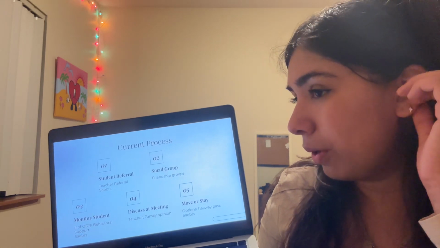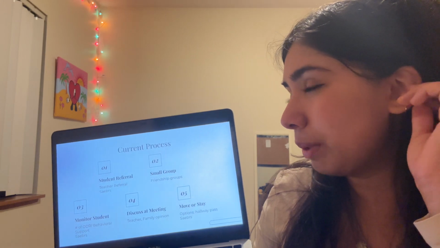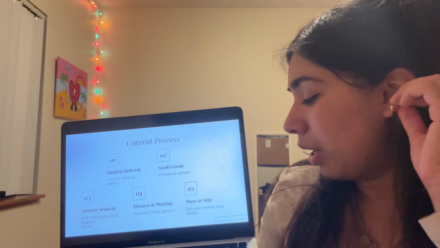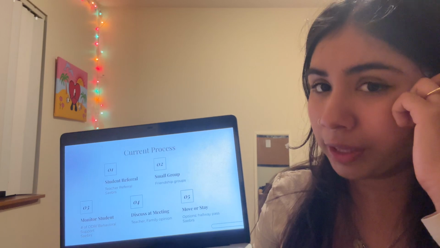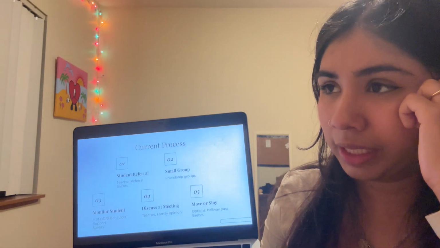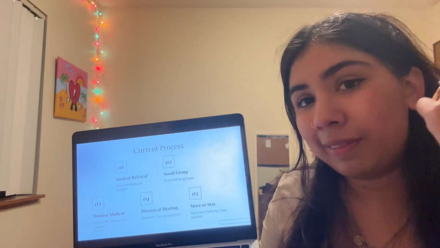Yes, there are also options that if they're not working with the friendship group, they could have a hallway pass and just take a break with the behavioral support person, just take a break outside of the classroom if that's needed.